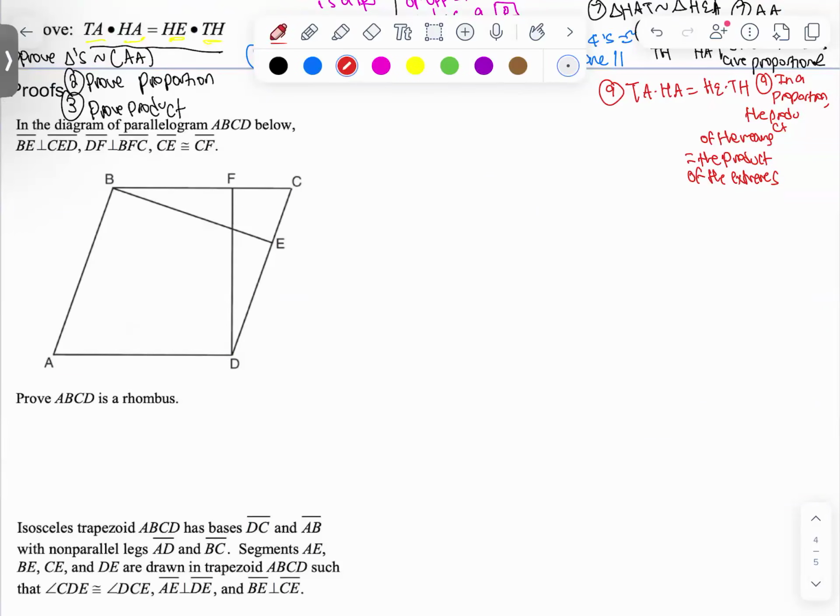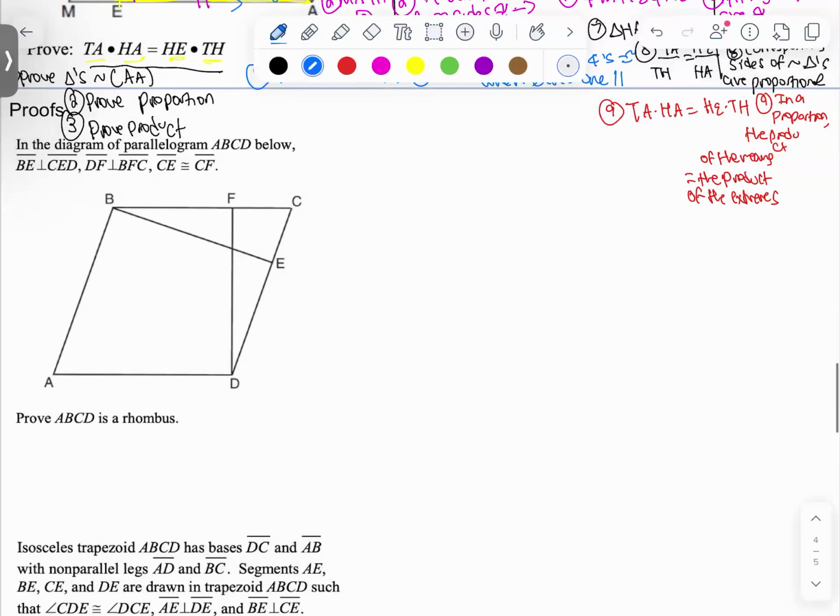Okay. For this one, we need to prove that ABCD is a rhombus. A rhombus is a special parallelogram that has extra special properties. The three special properties of a rhombus are all sides are equal.